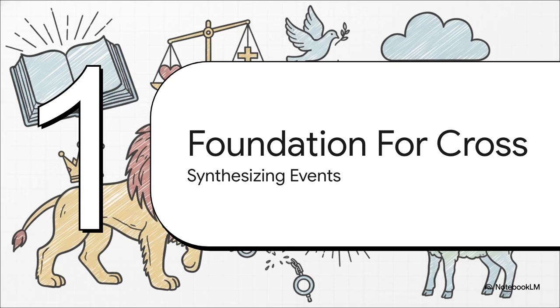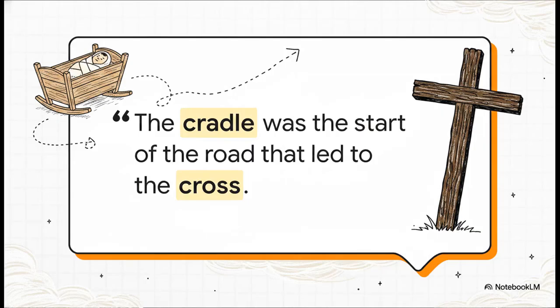Which brings us to our final synthesis. Section 6, Foundation for the Cross. This is where we bring the prerequisites and those core events together. Philip Edgecombe Hughes offers this quote that just perfectly bridges these concepts. He says, "The cradle was the start of the road that led to the cross, and the purpose of Christ's coming was achieved not in the cradle but on the cross.